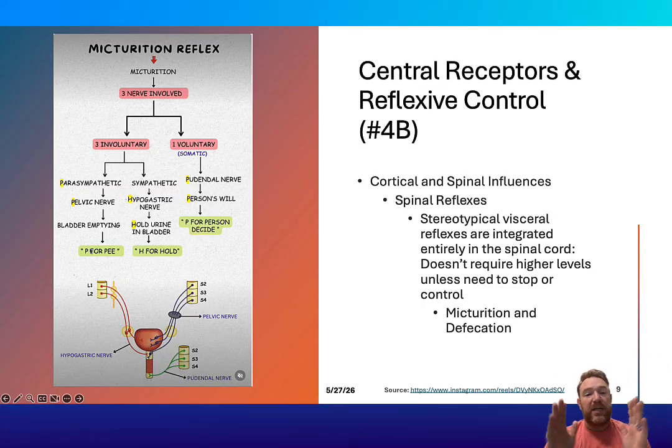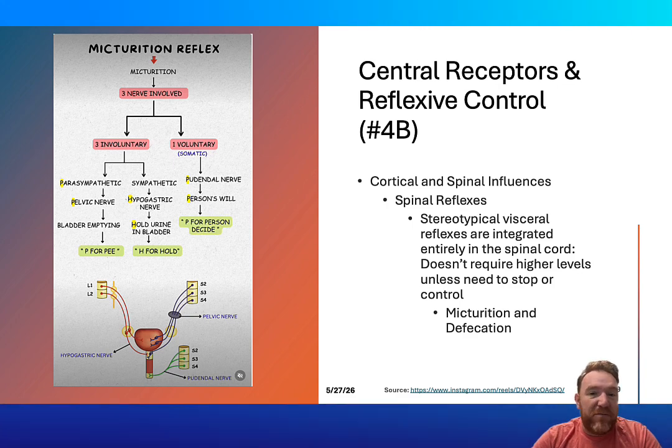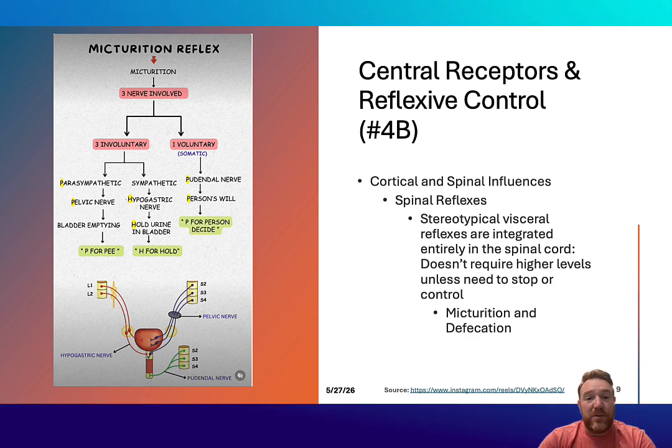So we use parasympathetics to go to the bathroom, all right? Sympathetics are for holding, all right? They're going to do this via the hypogastric nerve, and it's going to hold the urine there. And then you're going to have your own decision, right? So most of us can hold our bladder when we need to. That's because of voluntary control.